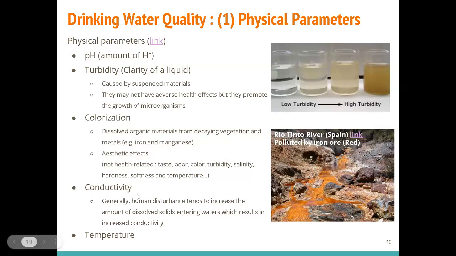Next is conductivity. If you put some current between two points and you find that the current is connected, then you know that some of the materials inside can allow a current to go through. It means that there are some impurities inside. So conductivity is one of the things that we really can measure. And also, of course, temperature. If it's too high, then you know that there might be some source doing thermal pollution to your water source here.